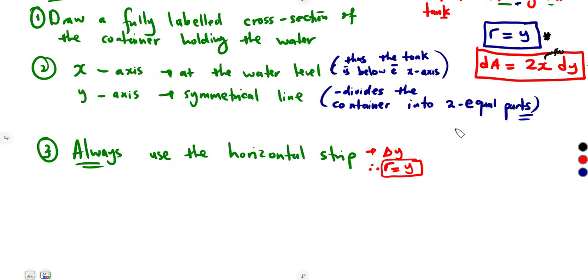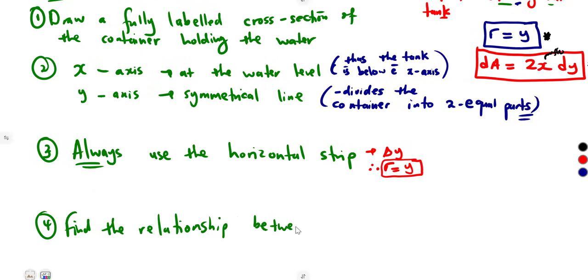Number 4. This one is direct; I explained it. You must find the relationship between x and y. As we saw, we are dealing with the strip for y, so we must integrate with respect to y. Therefore, x must be written in terms of y.